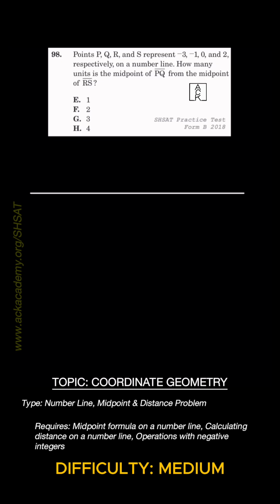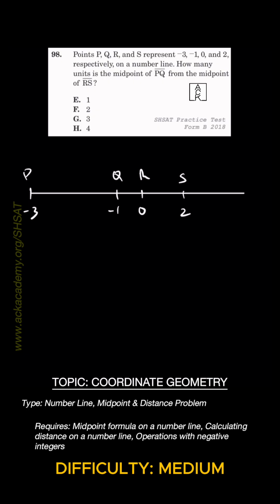So let's start with -3, -1, 0, and 2. Let's put them on here. So let's say this is -3. Let's say this is -1. This is 0. And this is 2. Okay. And so P would be here. PQ would be here. R and S represent this.